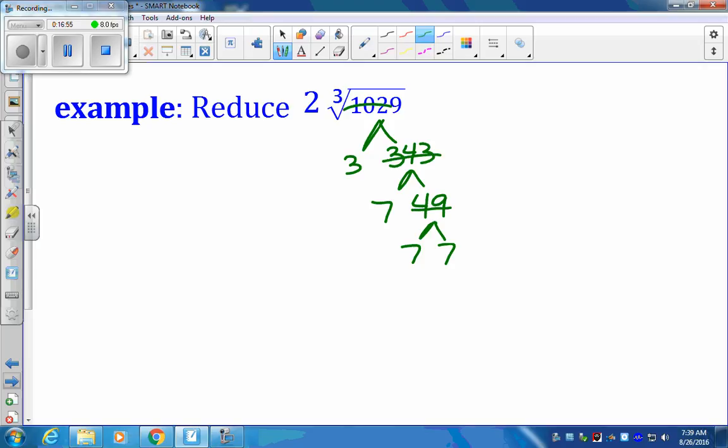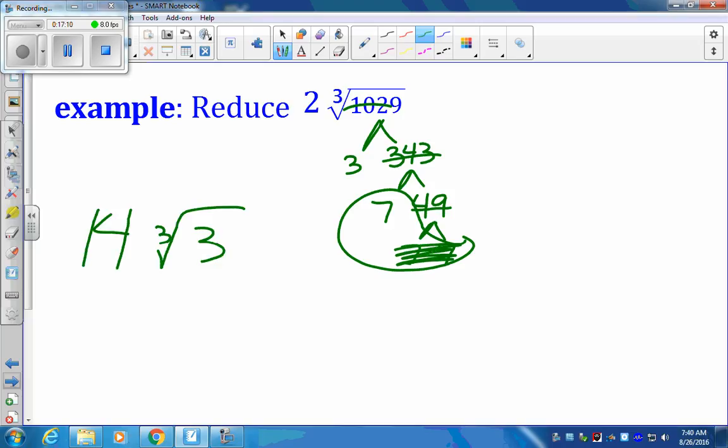So the more you do this, you'll start to see some numbers like, oh, okay, I already know what that breaks into. You'll get used to it. All right, so 7s make a pair, or I'm sorry, a triplet. 7 times 2, 14 on the outside, cube root of 3.